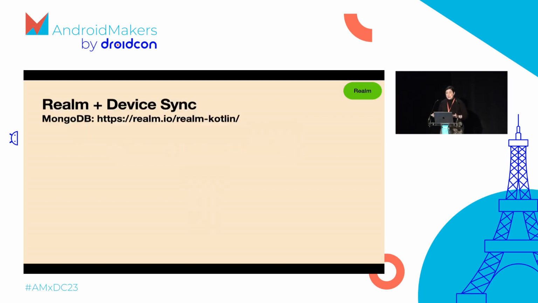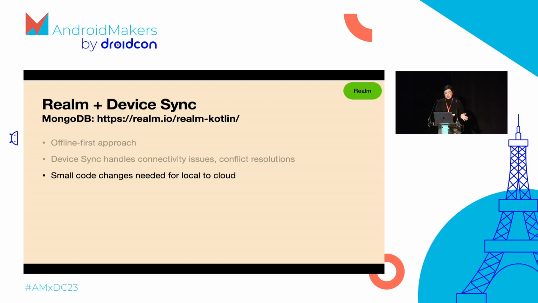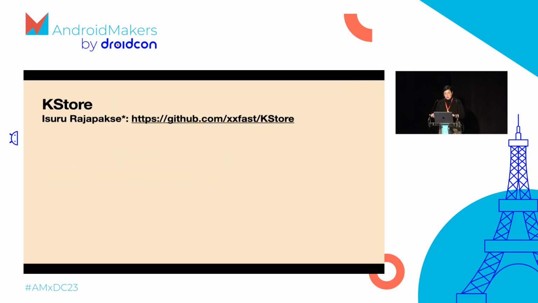Realm also has an offline first approach. So you can use your app as normally as you could without a network, and then when your connectivity is restored, everything is synced in the background for you. It also has automatic conflict resolution. The changes needed to go from Realm as a local object-oriented database to a cloud-based solution were impressively small.